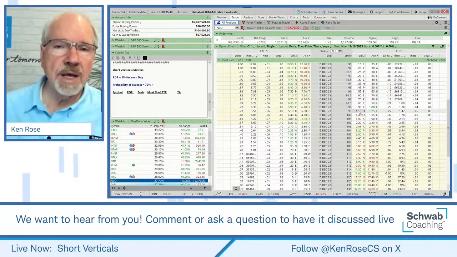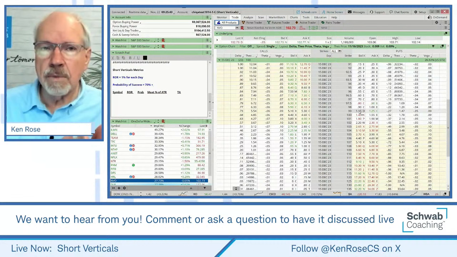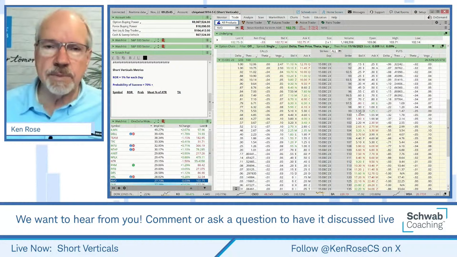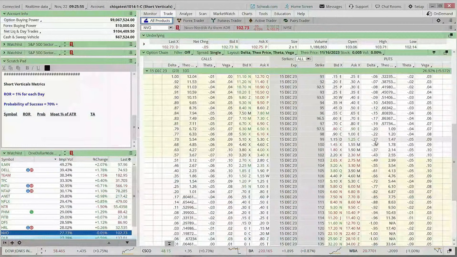The nice thing about wider is you get a higher credit. However, if you're looking at a specific level of risk, even though you're doing multiple contracts, and so you're looking at multiple transaction fees, still when you're looking at it from basically a return on risk standpoint, generally speaking, you're going to be getting a higher return on risk when you're looking at the $1 wide versus $2, $3, $4, or $5 wides. Good. This one has a delta of 27, which means the theoretical probability that this option will be in the money on the expiration date is about 27%.